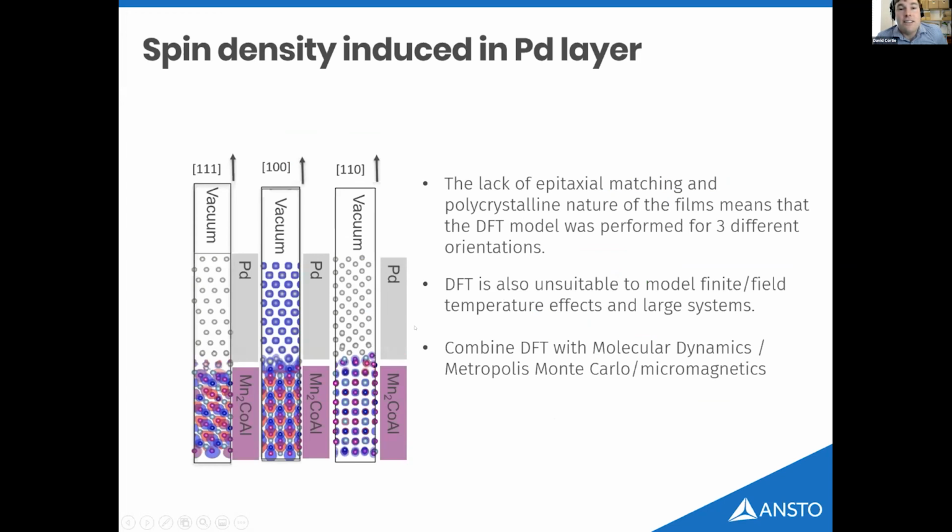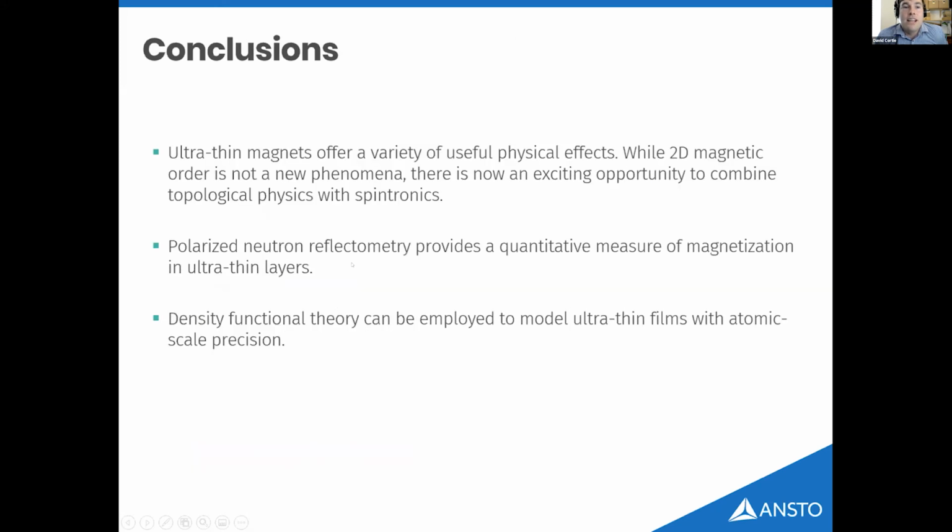The challenge here is that these films are polycrystalline, and we need to model different orientations. So certainly this is sort of at the limit of what's possible with DFT at the moment. And I would say DFT is not a panacea. It works well, but it's unsuitable for some things like large systems or finite temperature effects. So increasingly, we're looking to collaborate with other groups who do molecular dynamics, Metropolis Monte Carlo, micromagnetics, to try and come to a unified approach.